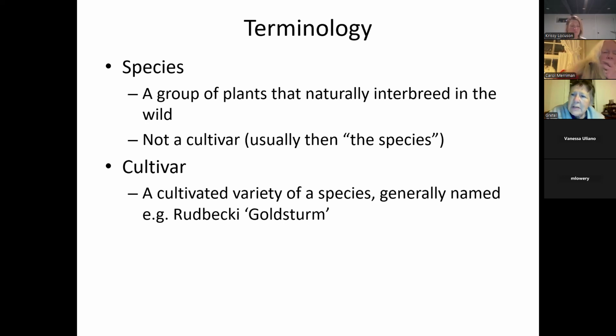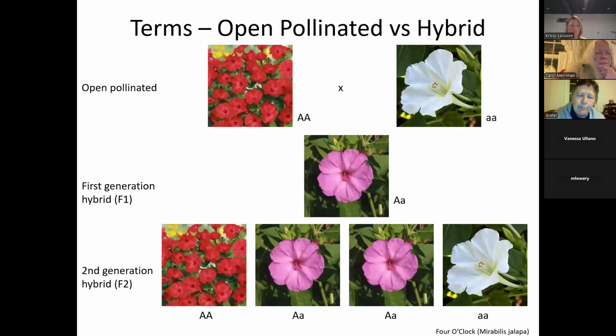A cultivar is a cultivated variety. It's been named, and it's usually been inbred to some extent to have some particular characteristic that's different from the species as a whole. It may all be one color, or it may have petals that stick out instead of hanging down, or something like that. A cultivar can be open pollinated or hybrid.